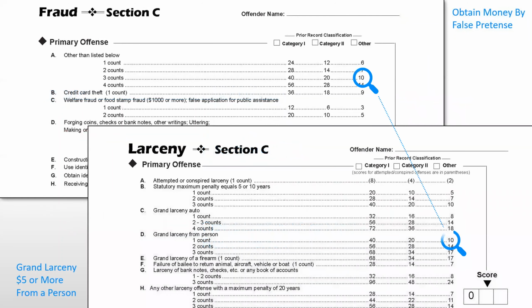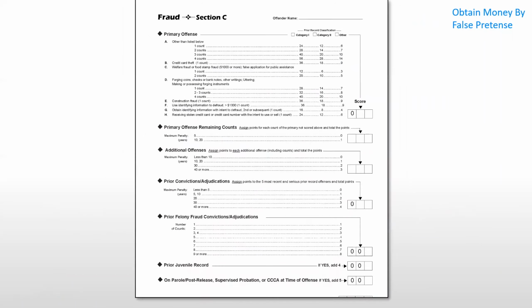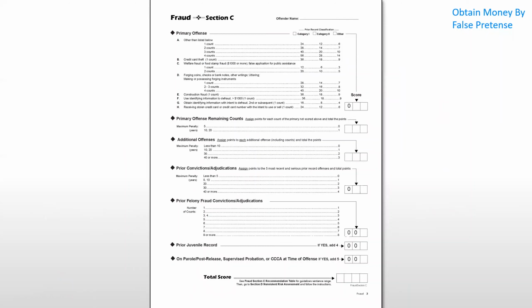So we go to worksheet C. 3 counts of obtained money by false pretenses picks up 10 points, and 1 count of grand larceny from the person picks up 10 points. So rule 2 doesn't help. So we have to go to rule 3, which means that we have to score out both worksheets.